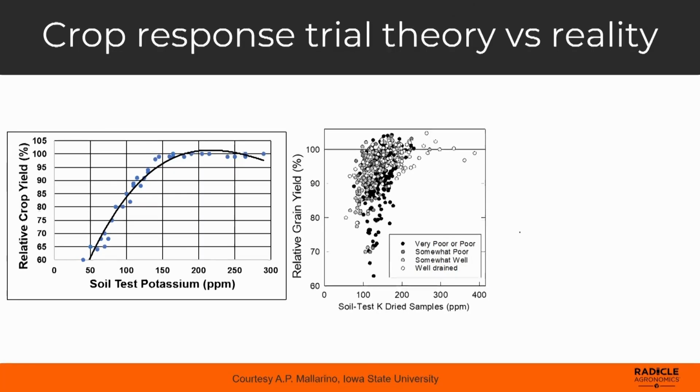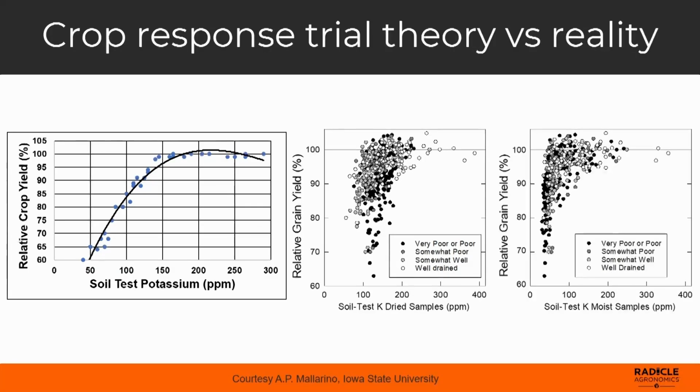This is from Iowa. We're looking at soil test potassium. So this is a dried soil test potassium in parts per million on the horizontal axis and relative yield on the y-axis. That doesn't really look very clean, right? So now you're trying to come up with, well, where do I draw the line? So Iowa doesn't draw a line. They just kind of break it into categories. I'll show you that in a little bit.